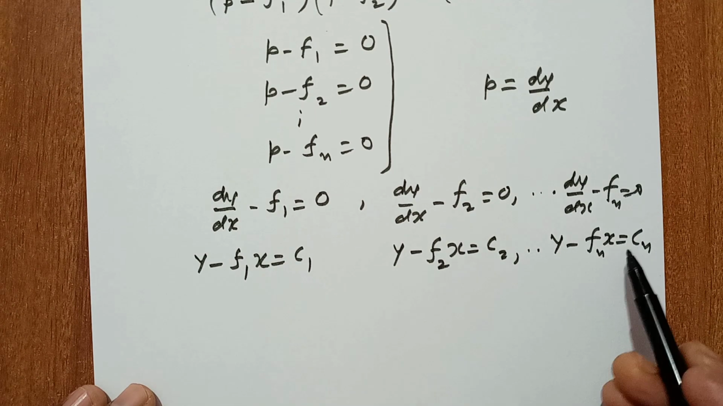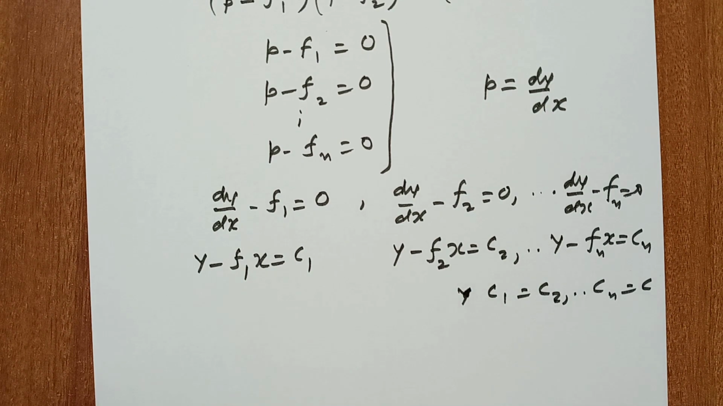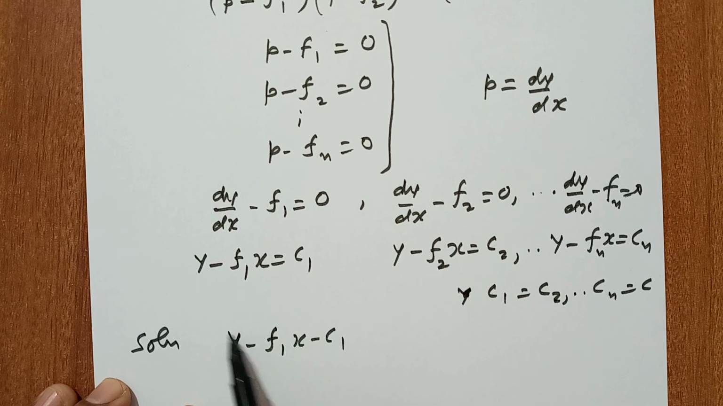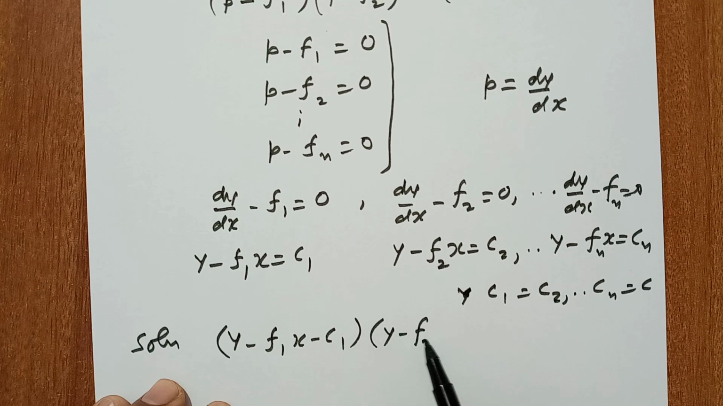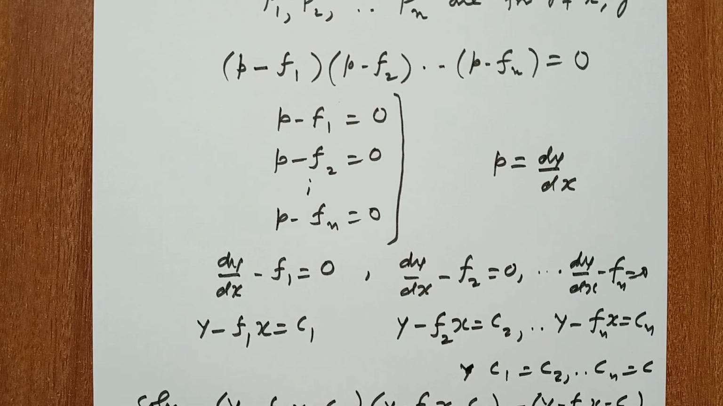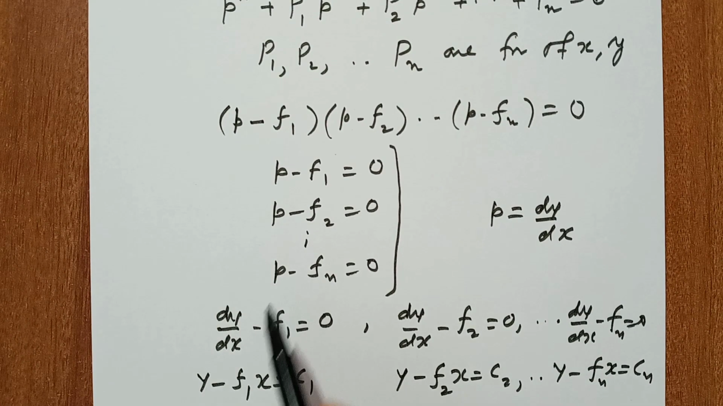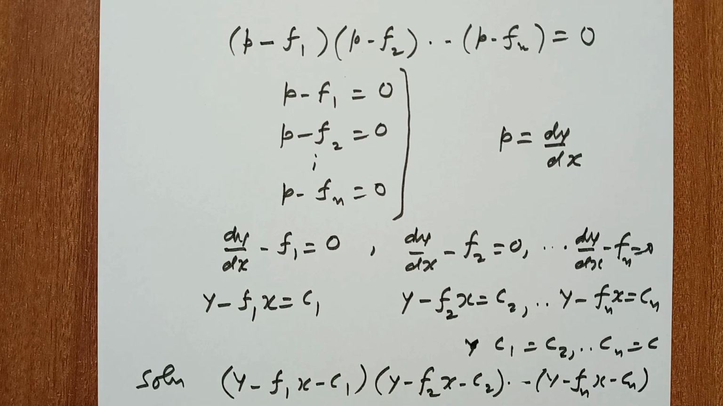By putting c1 equal to c2 equal to cn equal to c, the solution is y minus f1x minus c1 into y minus f2x minus c2 into y minus fnx minus cn is equal to 0. So this is the process when the differential equation is solvable for p. First we factorize the given differential equation in terms of p, meaning we find the factors, and first we put each factor equal to 0, then putting p equal to dy by dx, and then integrating, and then combining all the factors. So this is the solution.